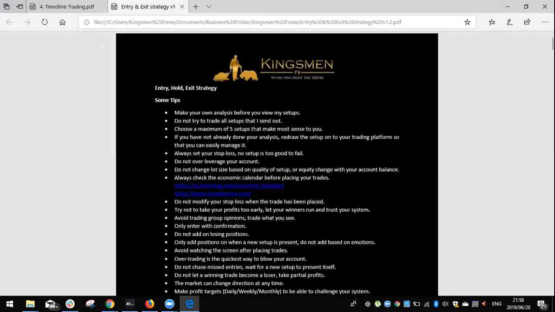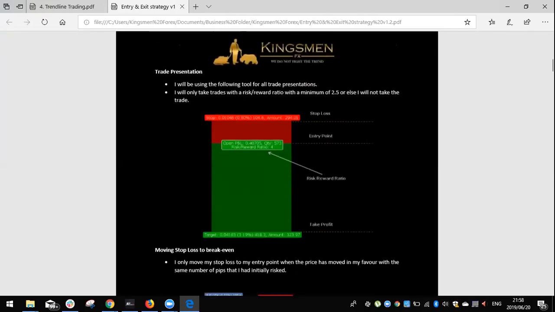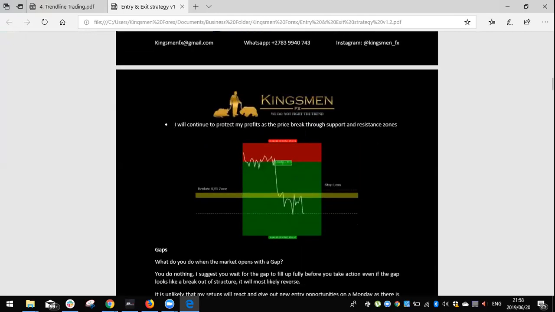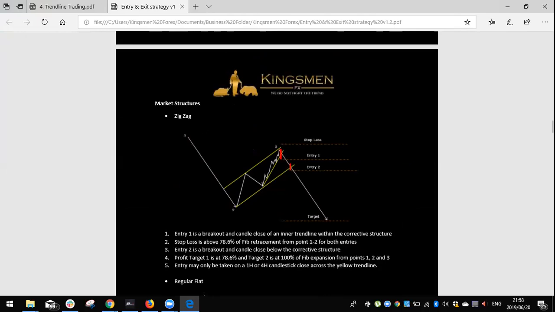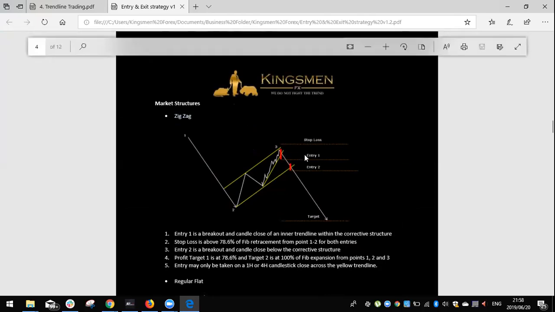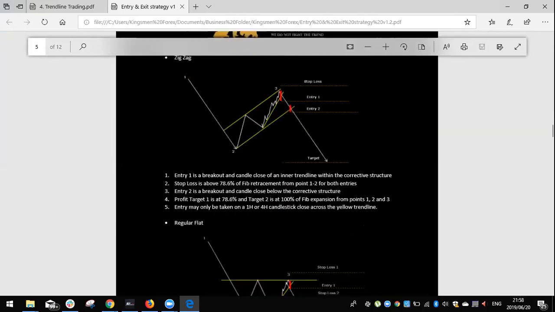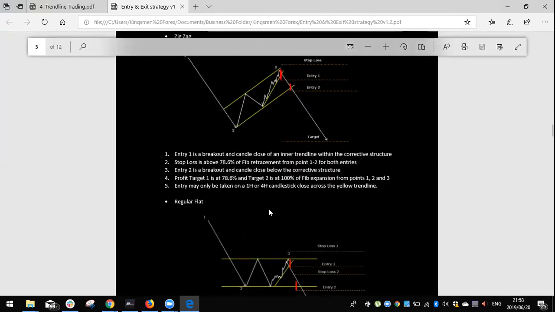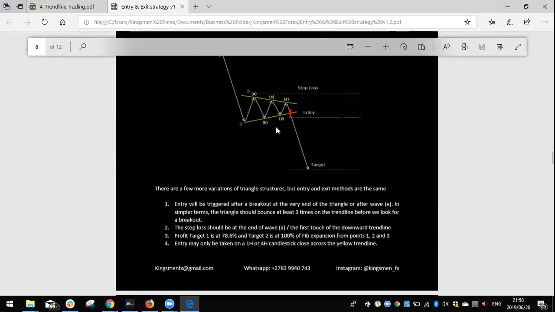Okay, I created this document as a guide for my members in the premium group, but I'm going to send it to you. This is showing you what I just showed you now: you take your first entry there, your second entry there, and how you put in your target. So basically, I'm showing you the types of corrections and how you can enter them.